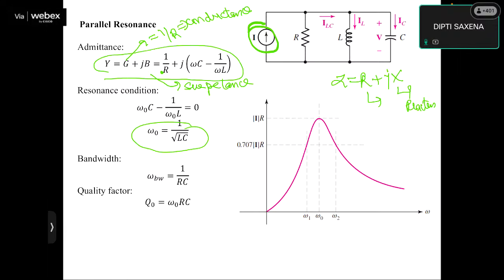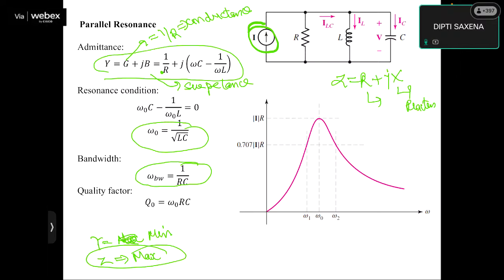Now let us see what happens to the bandwidth of the circuit. Now here, look, admittance is maximum. Why is admittance maximum? Admittance is G plus jB. Admittance is minimum, not maximum. If admittance is minimum, impedance would be maximum, and it will be equal to Z is equal to R.